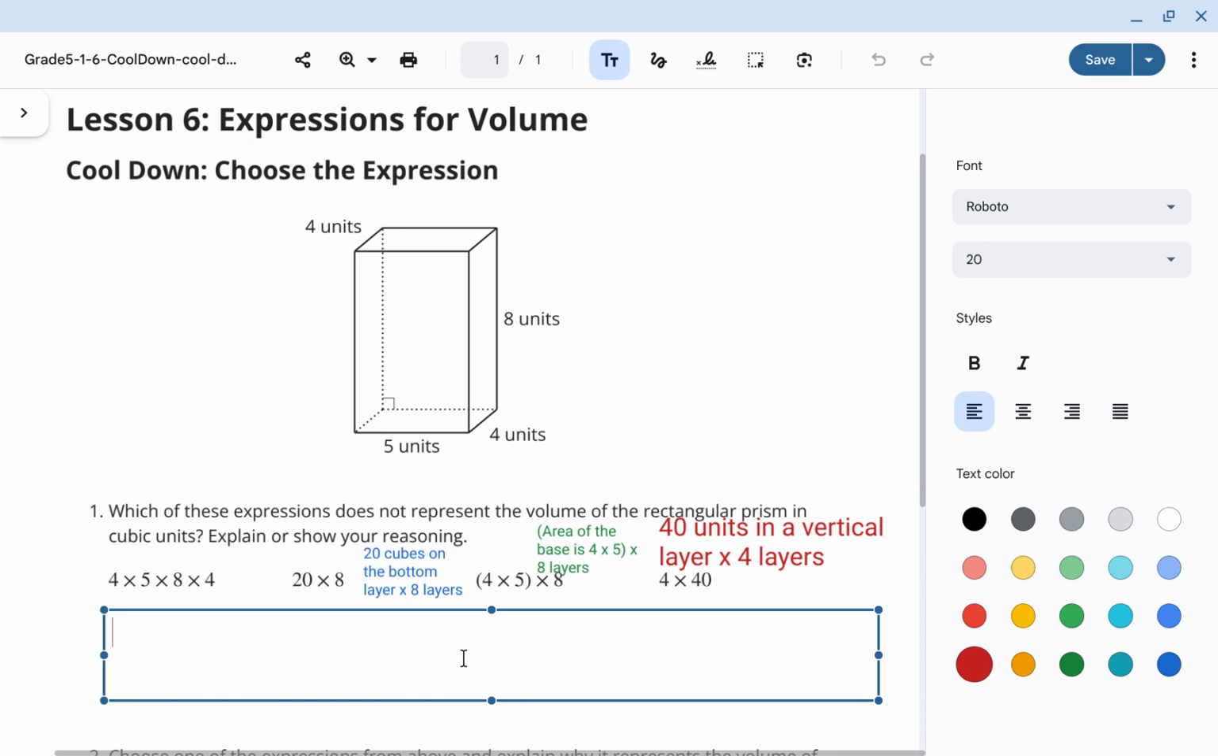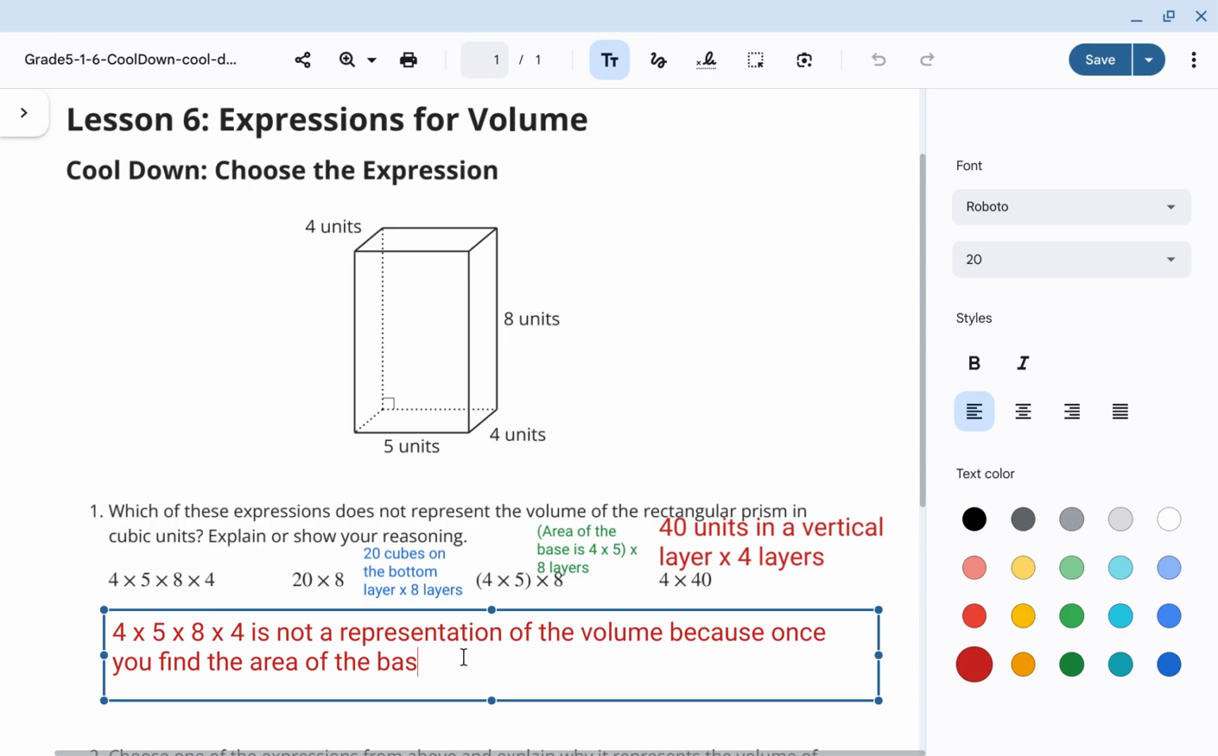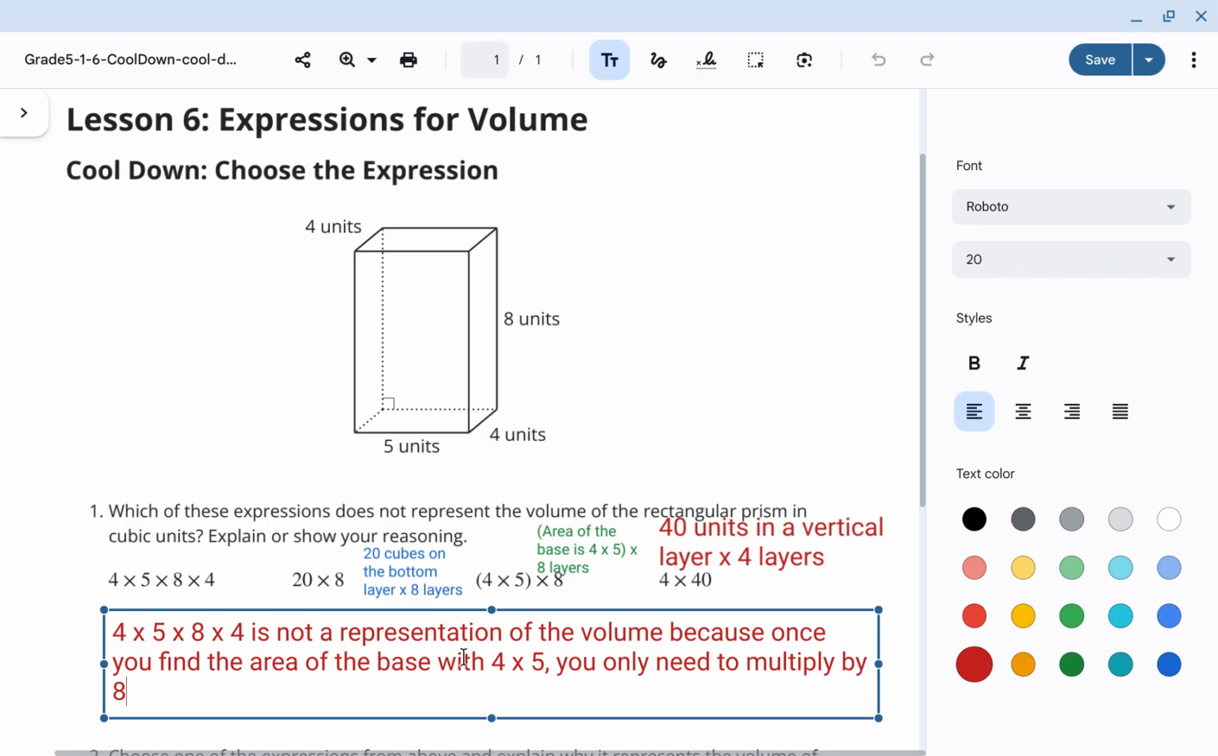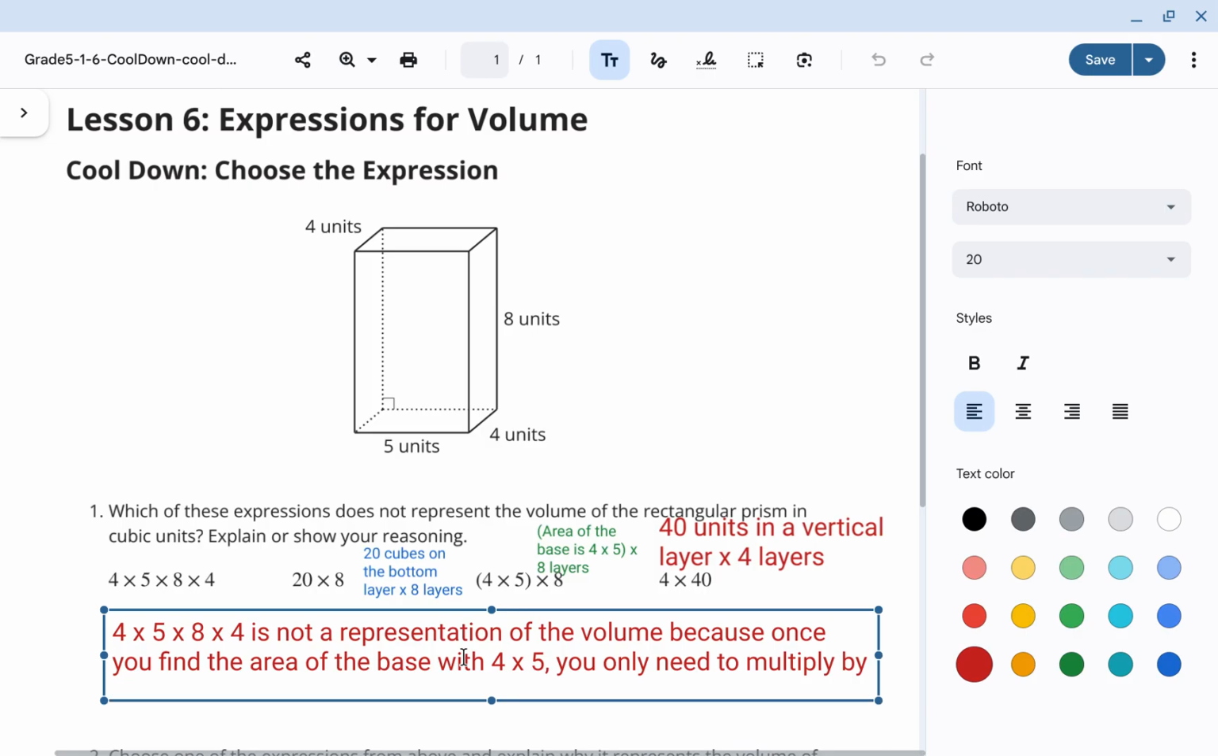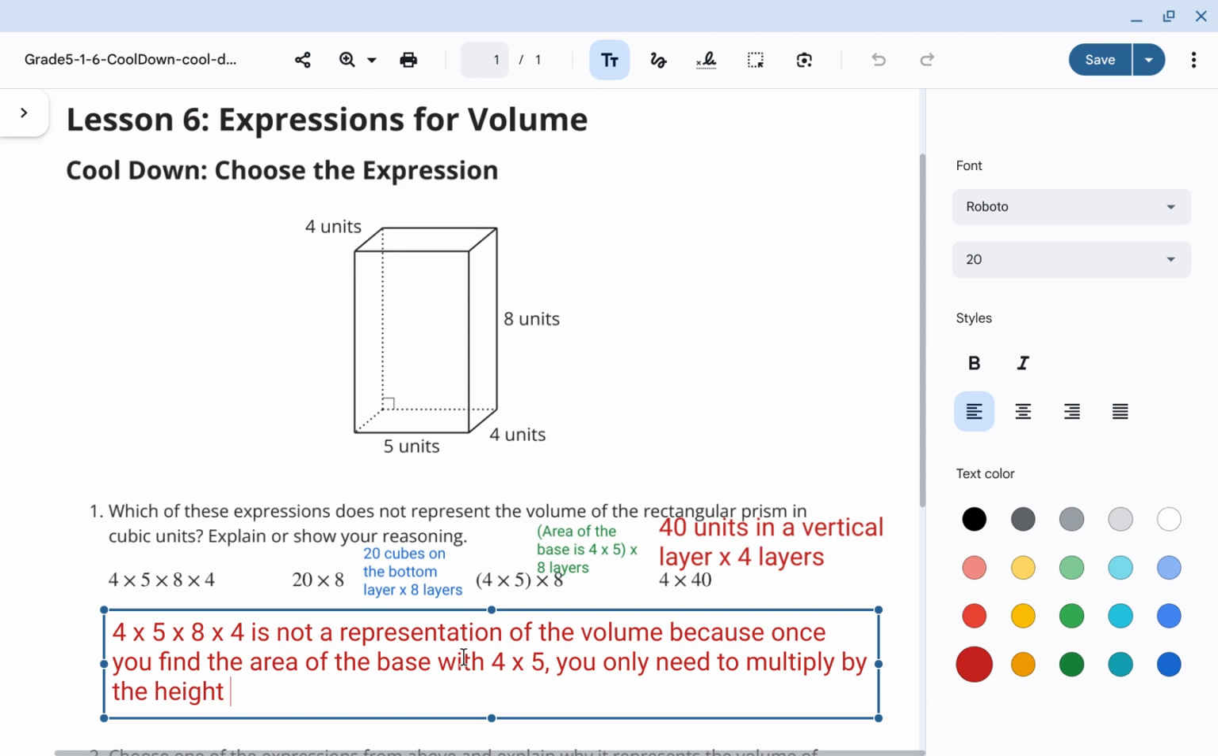So we are going to write that 4 times 5 times 8 times 4 is not a representation of the volume, because once you find the area of the base with 4 times 5, you only need to multiply by 8. Okay, and I could even say specifically by the height, which is 8, because then I am also specifying exactly what that 8 means.